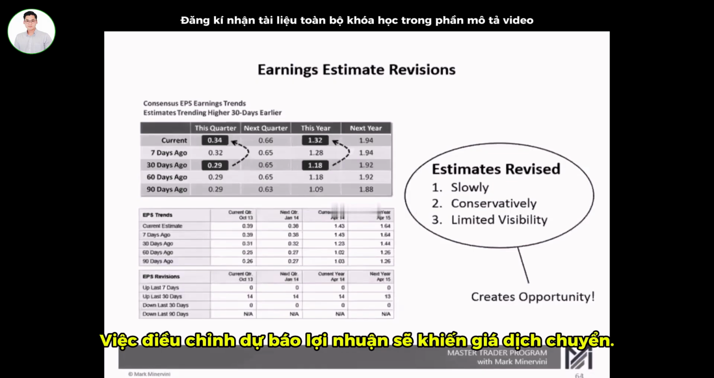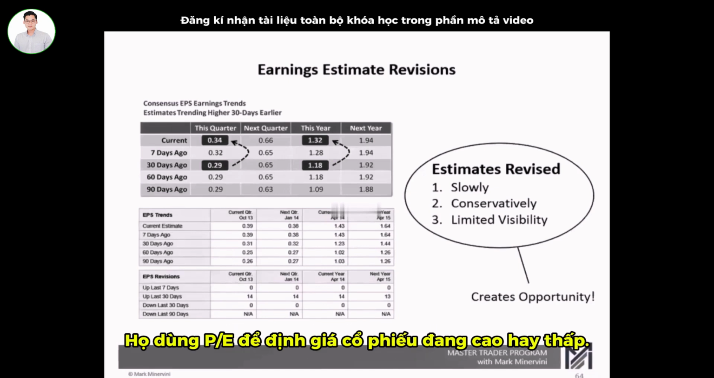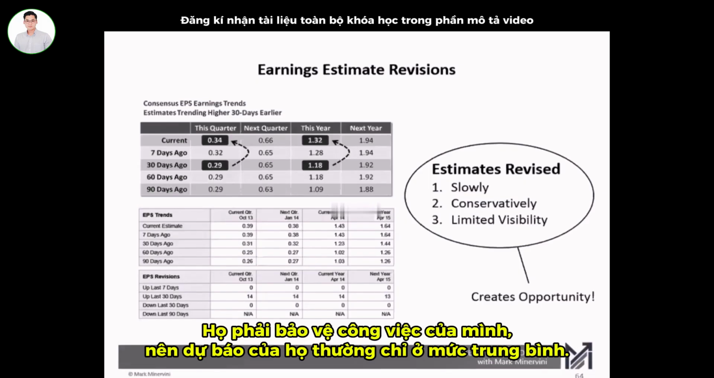So earnings are revised, all right? Or earnings estimates, stocks move, and analysts make their decisions based on what they think a stock is going to earn, and then they put a PE multiple on that, and that gives them valuation, and they can figure out where a stock should be and where it is, and whether it's undervalued and so forth, or overvalued. So the problem with this is that, number one, analysts don't want to risk being wrong. They're basically protecting their job.